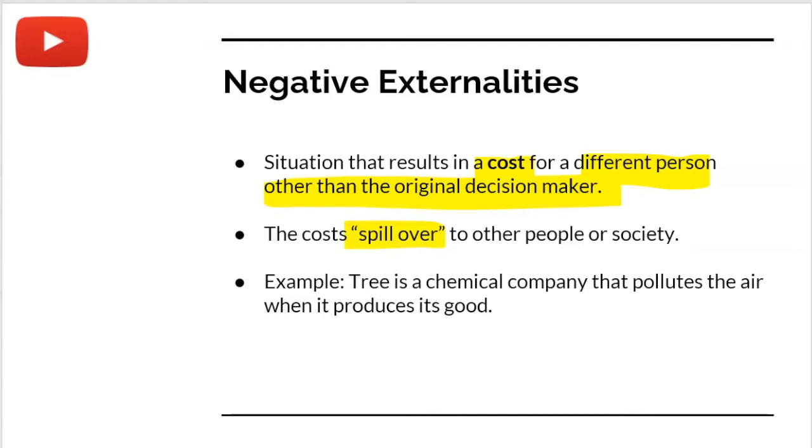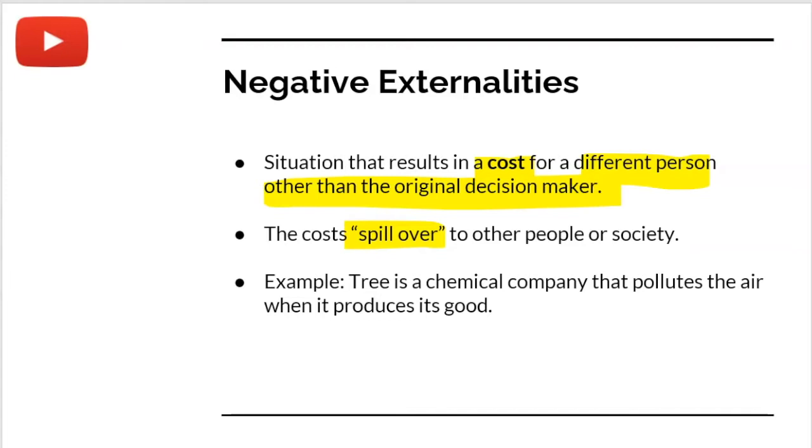And so our example is with the chemical company. If a chemical company is polluting the air when it produces a good, they're taking into account how the cost of polluting affects their own company individually. What they fail to take into account is how their pollution affects society, how it affects other companies, how it affects other people. And since we're going to say pollution is a bad thing, we're going to categorize that as a negative externality.